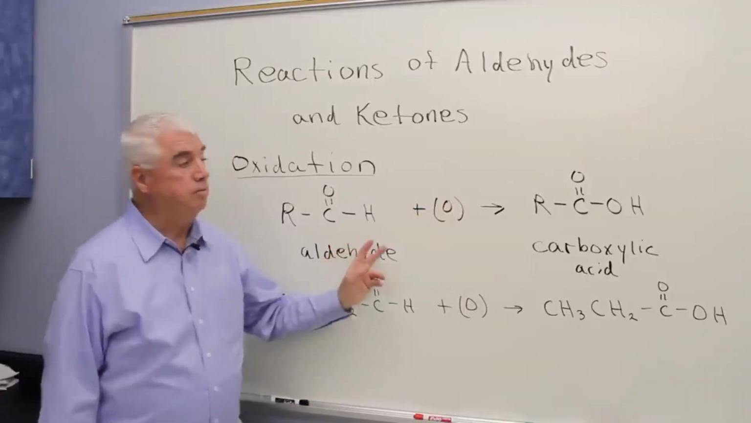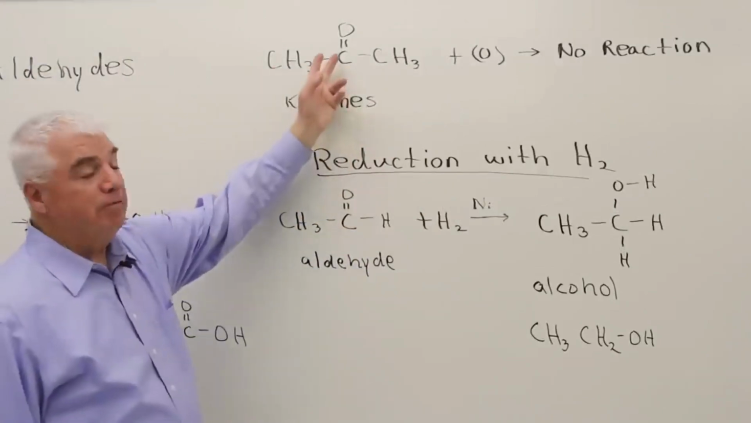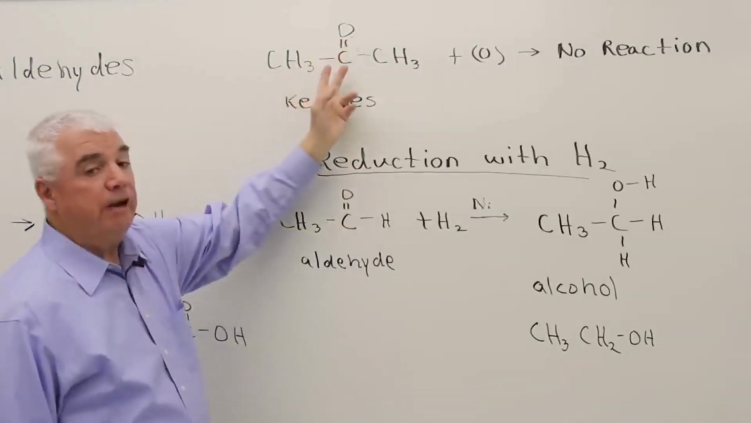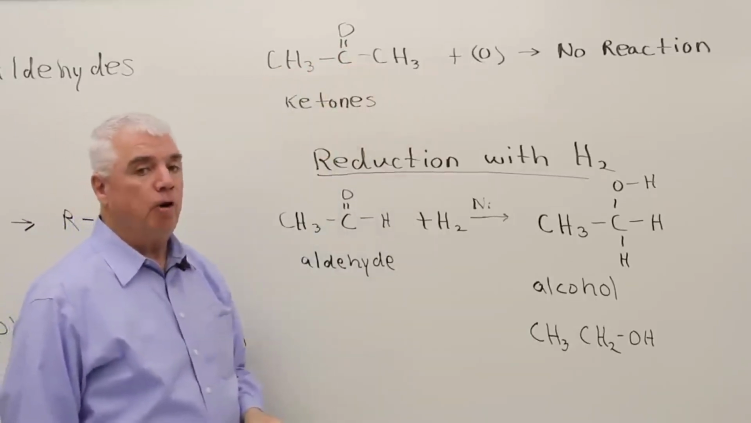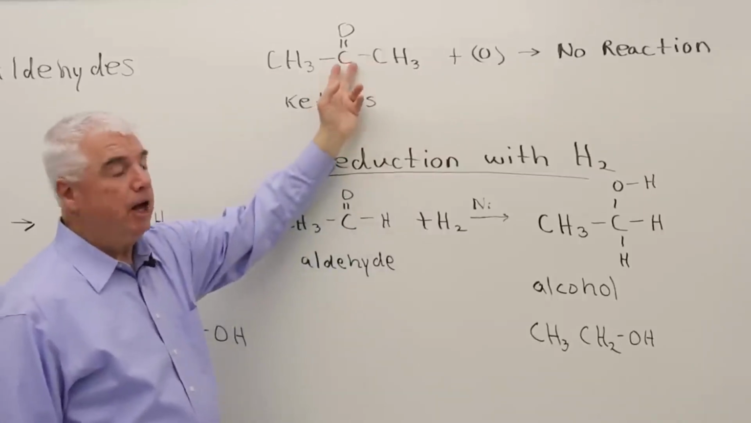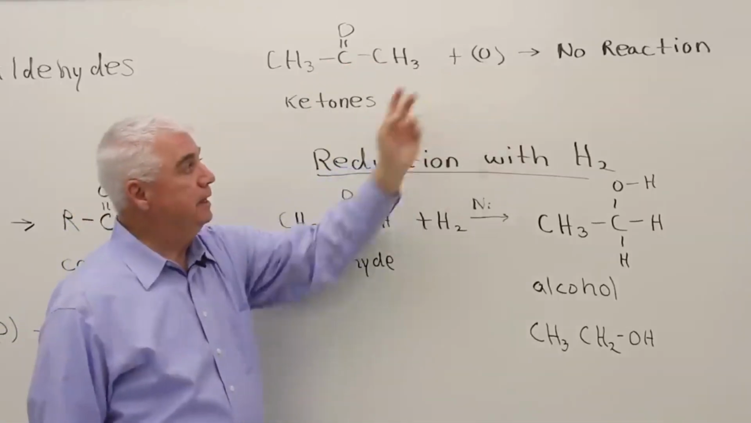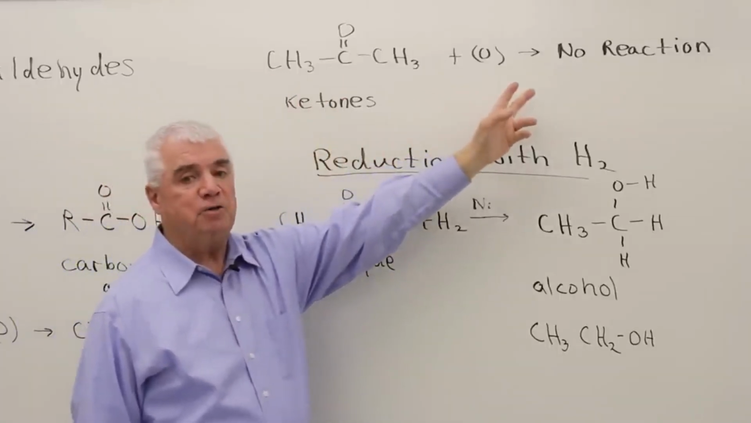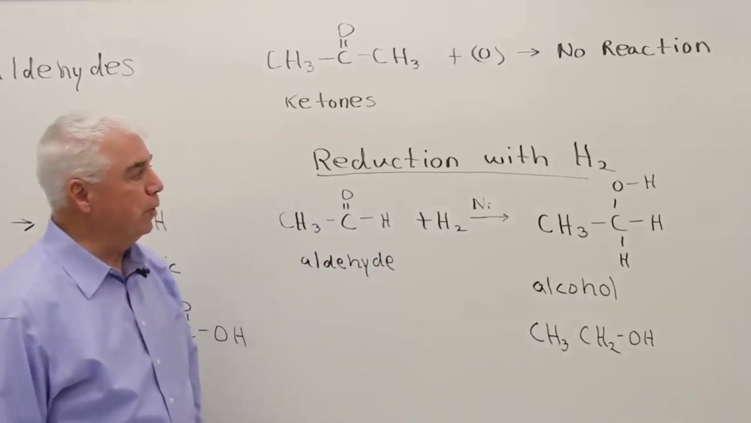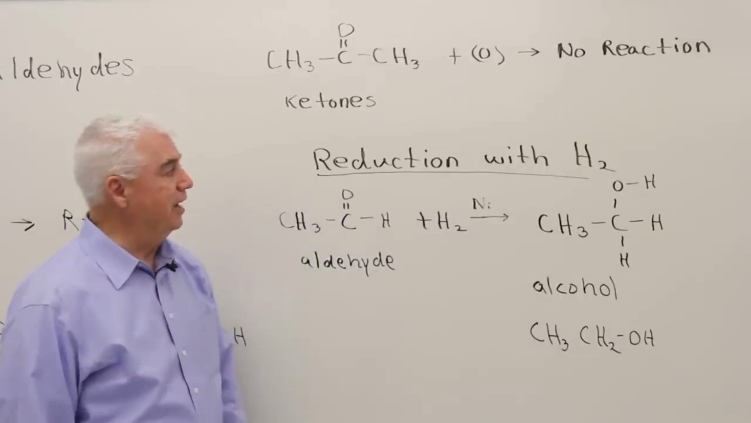Let's look at a ketone. Ketones have the C double bond O, but instead of having the hydrogen of the aldehyde, they've got a carbon to the left and right. And because they lack that hydrogen where the oxygen typically inserts itself, ketones resist oxidation. So we'll put no reaction over there on the right-hand side.